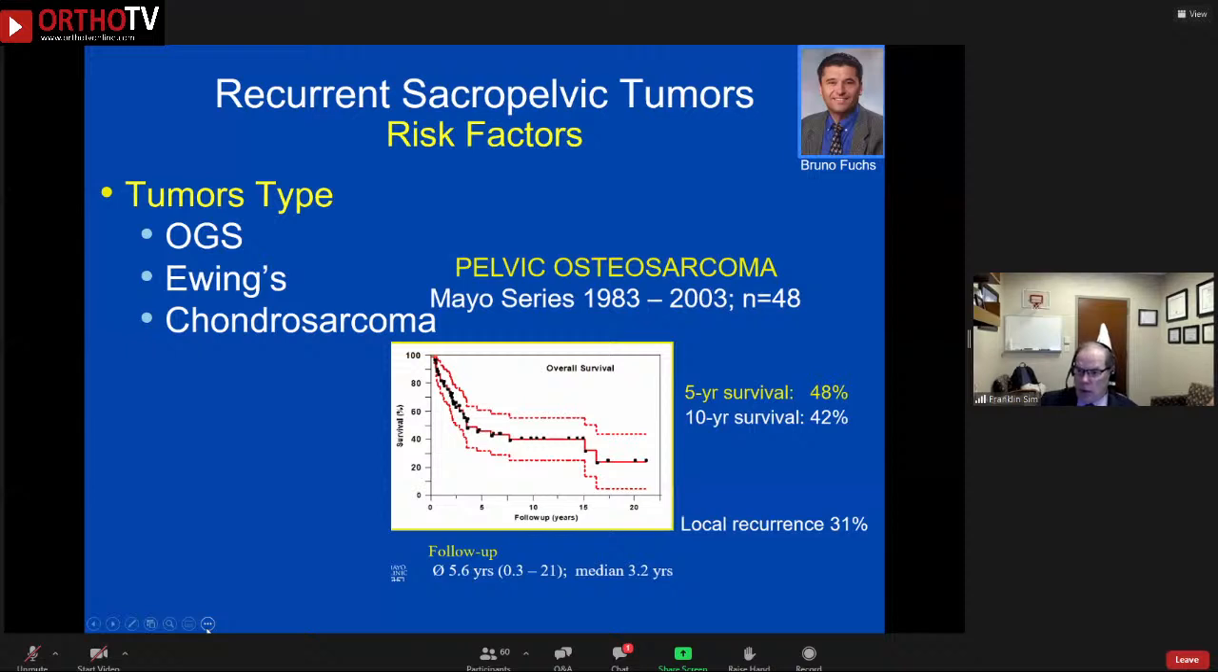Now, while Ewing's and osteosarcoma are impacted by adjuvant treatment, we're going to concentrate primarily on sacropelvic chondrosarcoma this morning because that relies primarily on surgical margins to achieve local control.